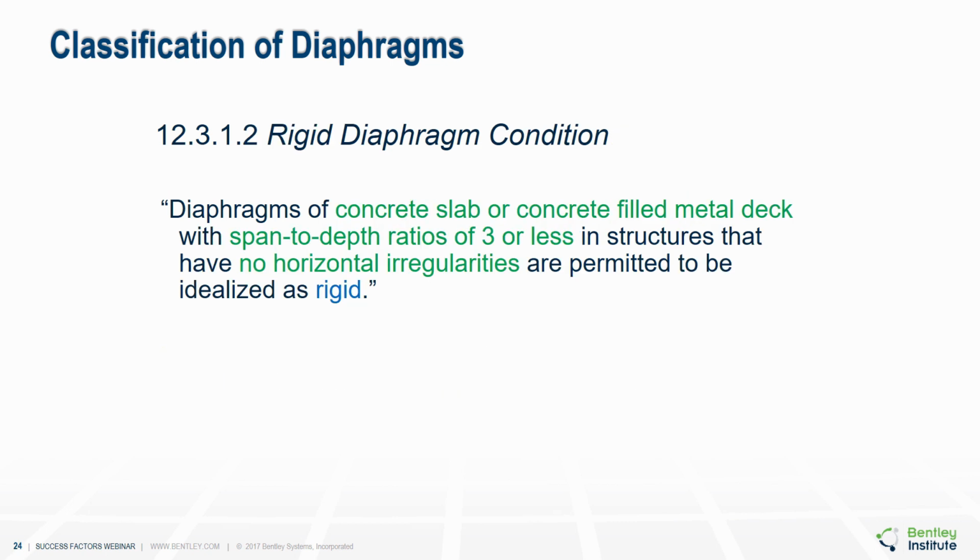Section 12.3.1.2 defines conditions whereby a diaphragm may be classified as rigid without further investigation or computation. Concrete slabs and metal deck with concrete fill are explicitly defined as rigid when the diaphragm conforms to the span to depth limit of 3 and has no horizontal irregularities. If the diaphragm does not conform to these requirements, it cannot be analyzed as rigid. Let's now discuss in detail what these two requirements, span to depth ratio and horizontal irregularities, mean.